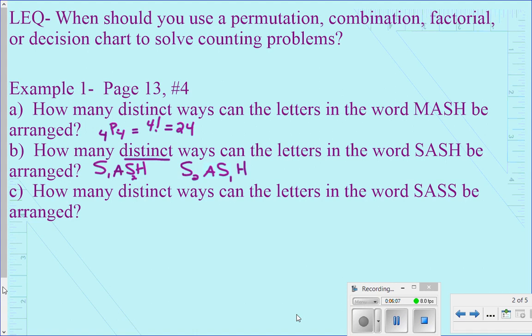So I have to do something different because of the repeating S's than I would with the first word, mash, because those letters were all different. So I just did 4 factorial and I was done.